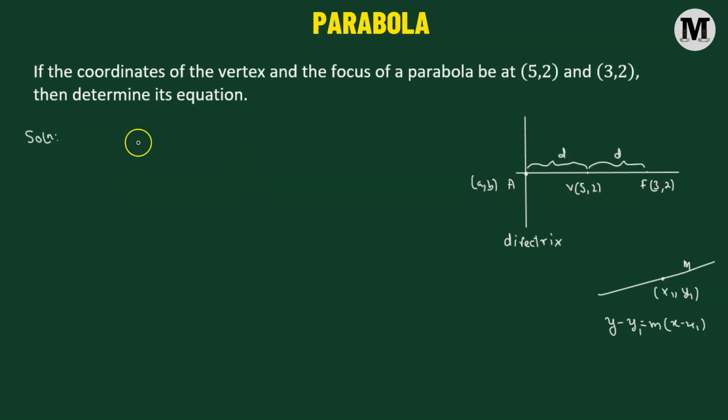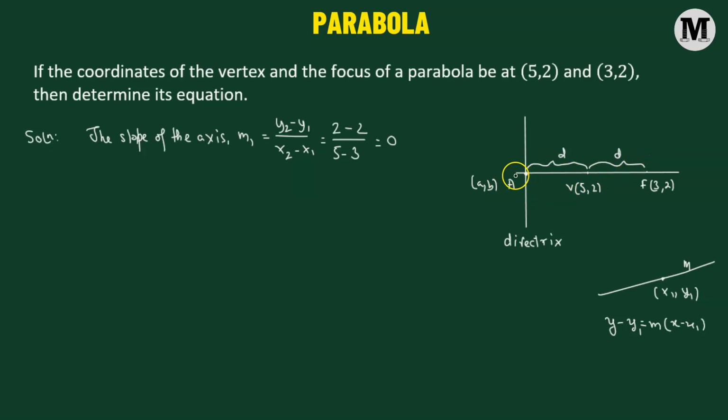So the slope of the axis line, let it be m1, will be equal to, we'll have to take the ratio. In the numerator, we need the difference of the y coordinates, and in the denominator, we need the difference of the x coordinates. So we'll do vertex minus focus. That means we'll take the difference of the y coordinate of the vertex and the focus. So that's 2 minus 2 divided by the difference of the x coordinates, that's 5 minus 3. This will be equal to 0. So that means the slope of the axis is 0, which means that it is parallel to the x-axis.